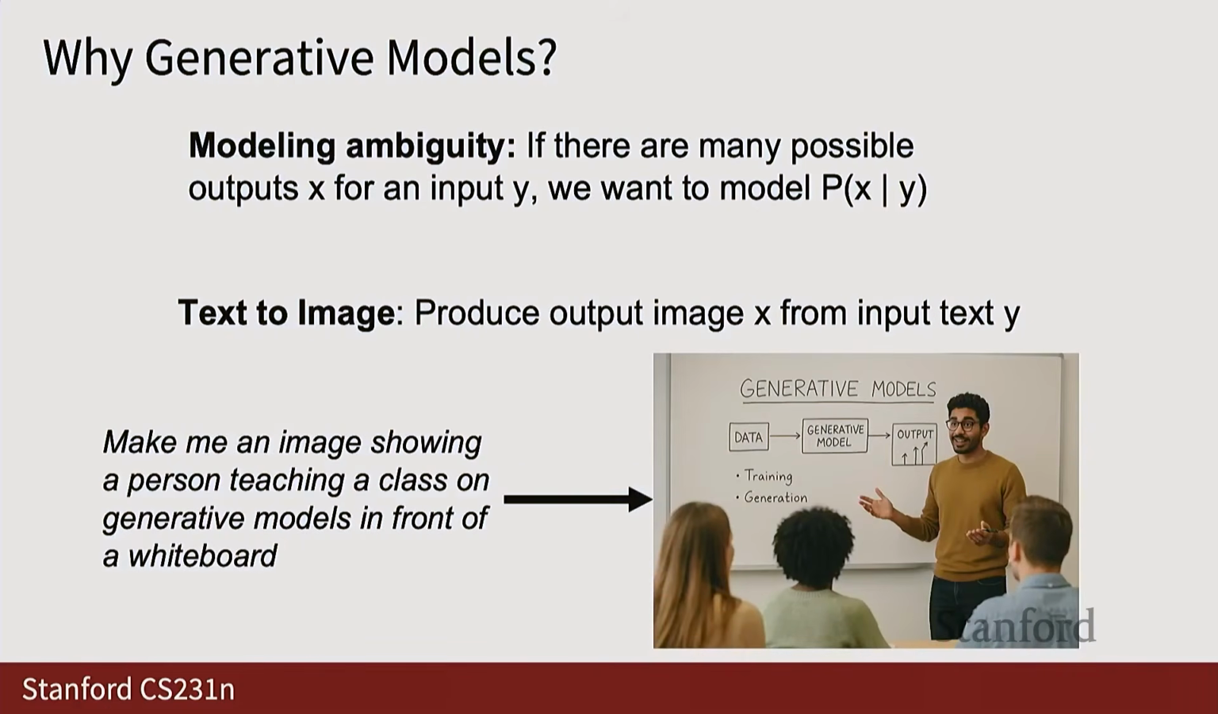Make me an image showing a person teaching a class on generative models in front of a whiteboard. You're kind of looking at one example through your eyes. ChatGPT gave you a different example, right? There's a whole different space of possible images that might match this input text. And a generative model allows you to model that whole space and sample from that space depending on what you want.